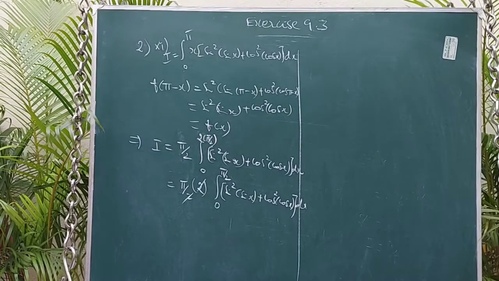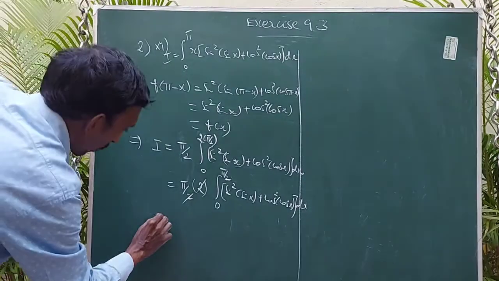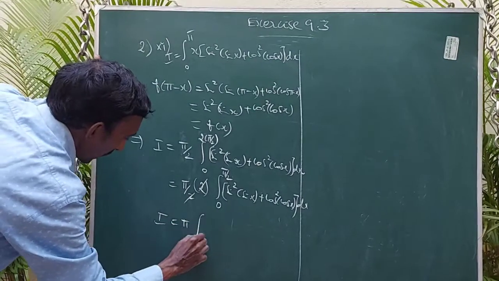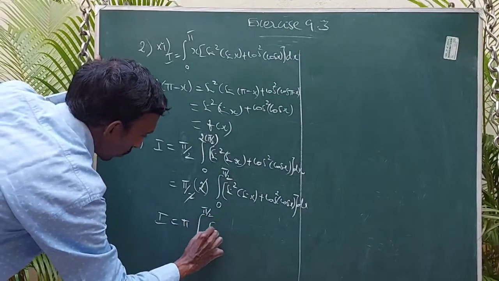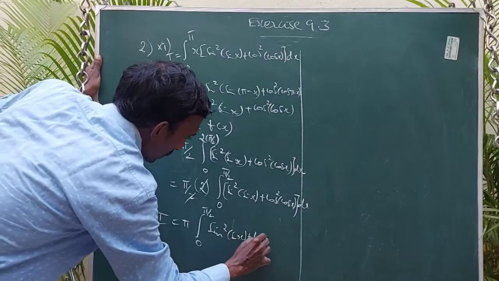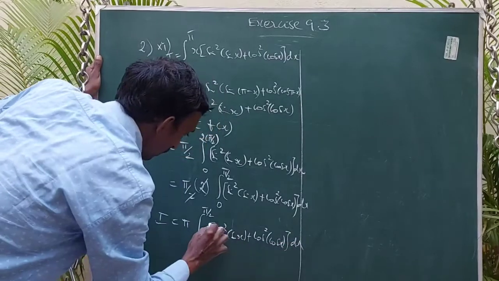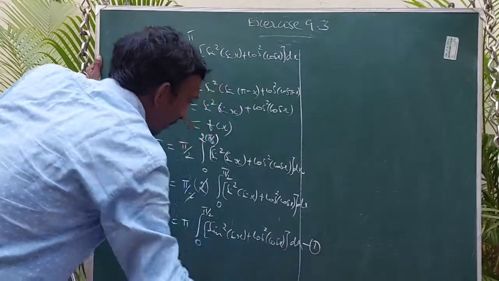So I equals pi into integral 0 to pi by 2 of sin square of sin x plus cos square of cos x into dx. Okay, take it as 1.